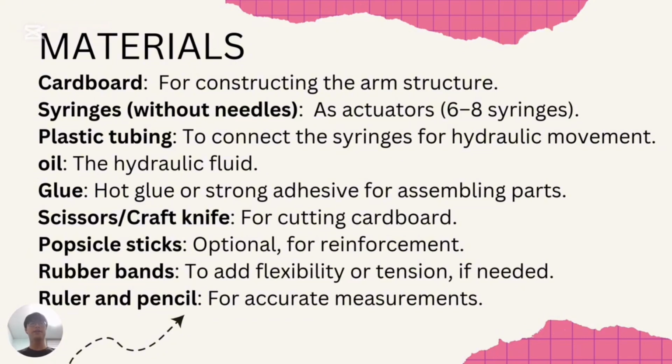Oil acts as the hydraulic fluid. Hot glue or strong adhesive glue is used for assembling the parts. Scissors or craft knife is for cutting cardboard. Popsicle sticks are optional because they are just for reinforcement. Rubber bands are to add flexibility or tension. And the ruler and pencil are for accurate measurements when we are drawing the blueprint.